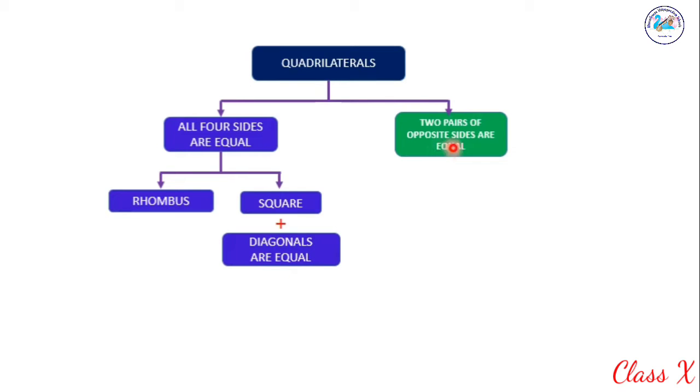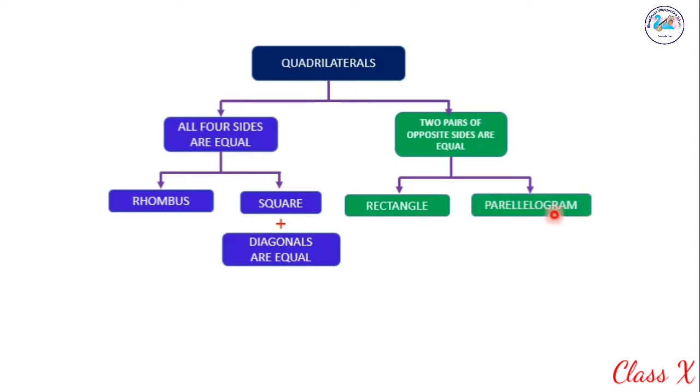In the second category, where 2 pairs of opposite sides are equal, there are 2 possibilities. It can be a rectangle or it can be a parallelogram. The difference between rectangle and parallelogram is quite clear. In a rectangle, all angles are 90 degrees, and in a parallelogram, the opposite angles are equal. In addition, the rectangle has another property, that the diagonals are equal. So, hope it is clear.